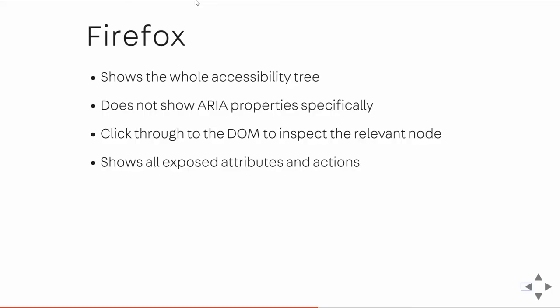Firefox shows the whole accessibility tree in its own DevTools tab, its own DevTools pane. And it does not show the specific ARIA properties that are applied. It only shows you the result of what's provided, like an accessible name and role and all actions that are available, and all other properties that the screen reader or the assistive technology can request from the tree. So you can really see the whole tree and all the details.